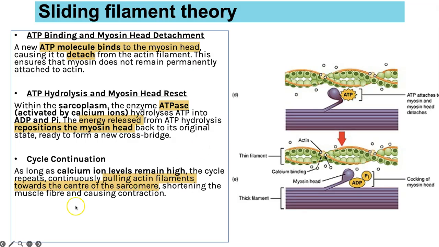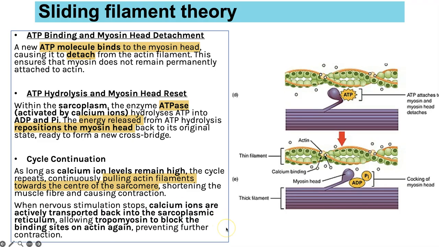So this cycle continues as long as you still have the action potential. Therefore, the calcium ions are still being released and remain high, and that means the tropomyosin is still exposing the binding sites on the actin. So that will happen continuously, pulling the actin filaments towards the centre of the sarcomere, shortening the muscle fibre and causing muscle contraction. When the nervous stimulation does stop, though, calcium ions are then actively transported back into the sarcoplasmic reticulum, and that allows the tropomyosin to move back to its original position, blocking the binding sites and preventing any further contraction.